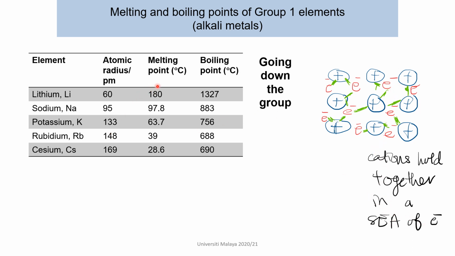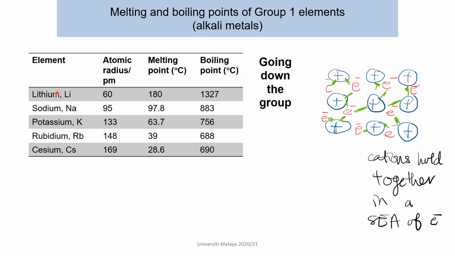For these alkali metals in group 1, each atom releases one of its valence electrons to contribute to this sea of electrons. So in order to melt this metal, you have to break the attraction forces, or the bonding, that exists between the positive charge and also the negative charge of the electrons.